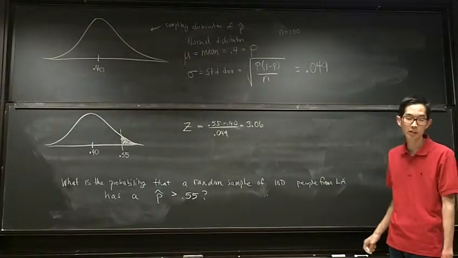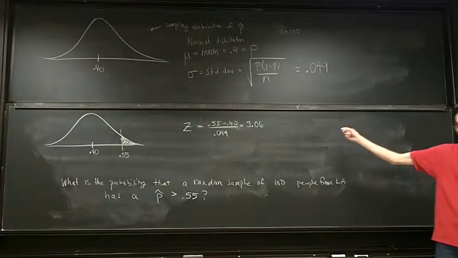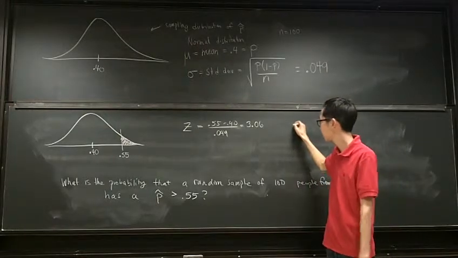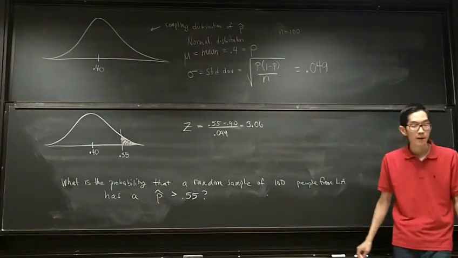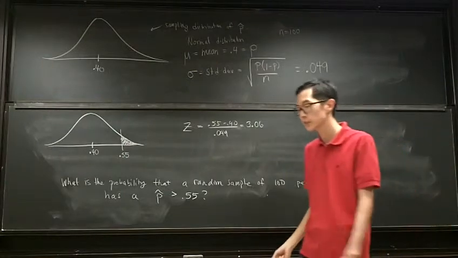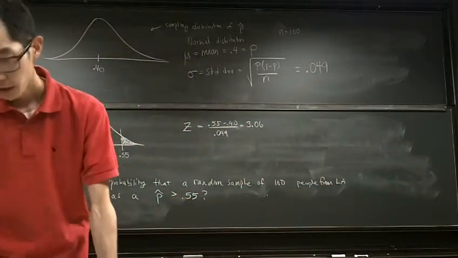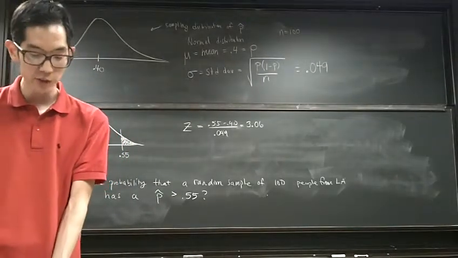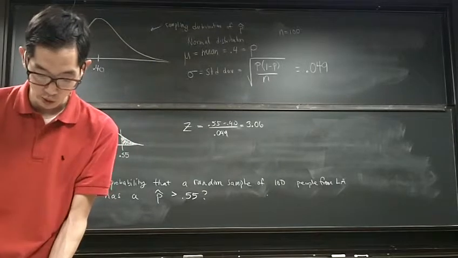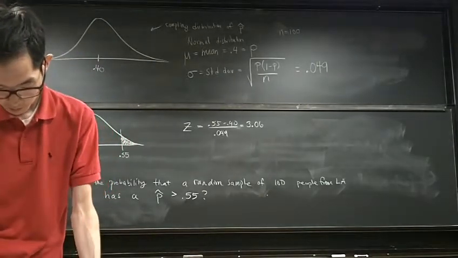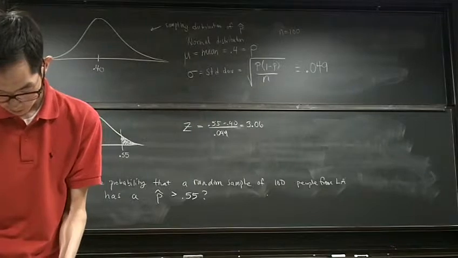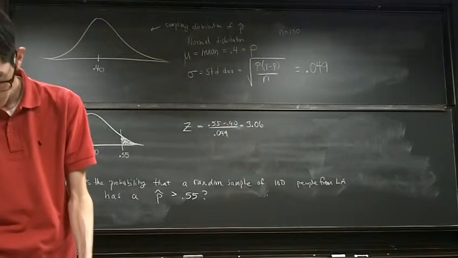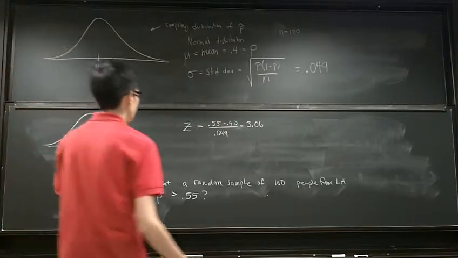Is that my answer? No. I told you not to pick this answer in the midterm. Some of you guys did. So what do I do now? I got to go to my z table and look up how much. I can either look up negative 3.06 and take the number there, or I can look up 3.06 and subtract that from 1. 0.0011.